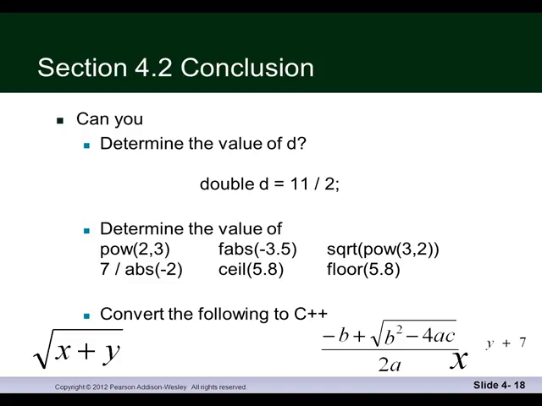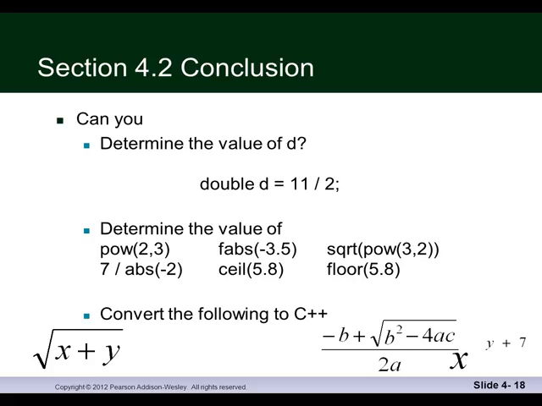Let's go over this. So we have 11 divided by 2 is 5. You assign it to D, which is going to be 5.0. I have the best answer here is 2.35. And remember, the Math 9 was required for this class. Determine the value of POW 2, 3. What is that?